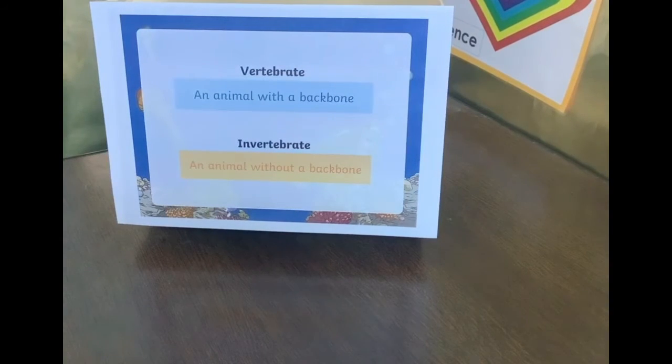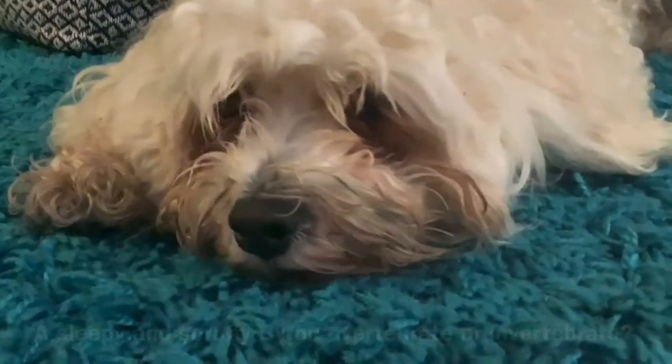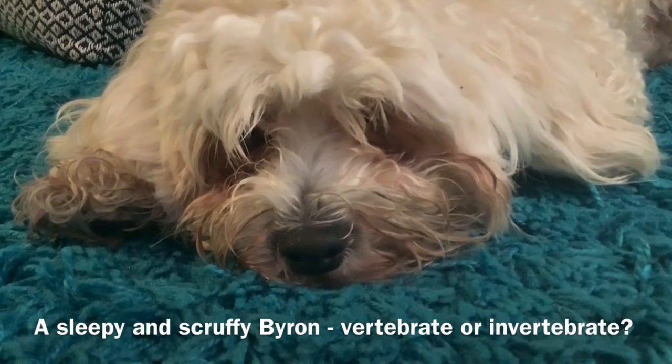Now you might want to go back to the PowerPoint for this, or you might want to do the predicting with us and think together. I'll go through each of the animals and I'll reveal the answers at the end. So the first picture is the dog. Is Sleepy Byron a vertebrate or an invertebrate?